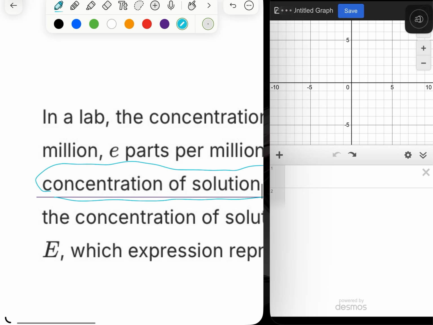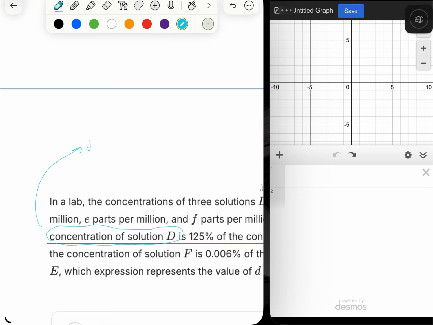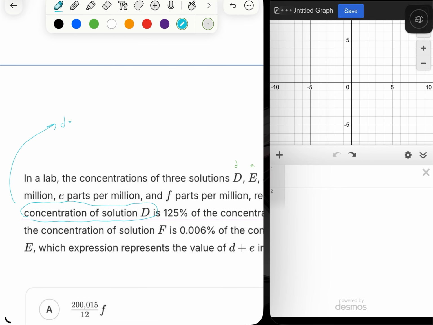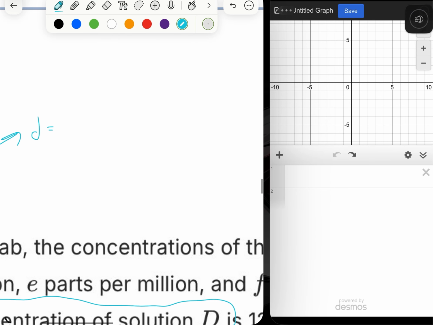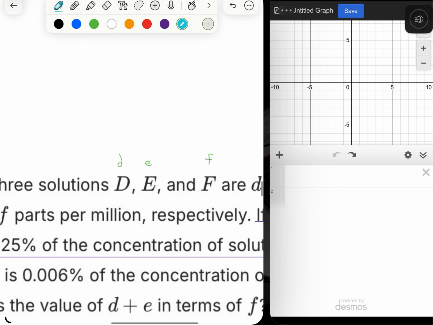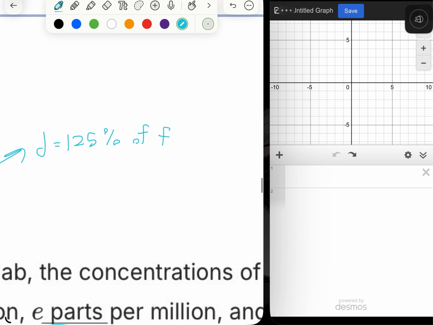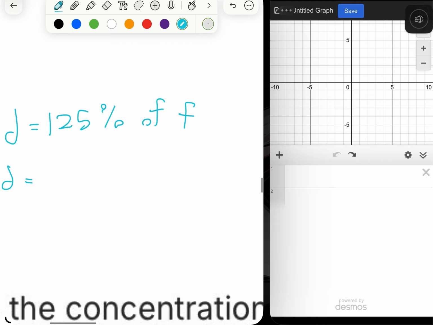So essentially, from that statement, we have the variable D equals 125% of the concentration of solution F, which again is a variable F. And to simplify this even more, 125% of F is the same thing as 1.25 times F.